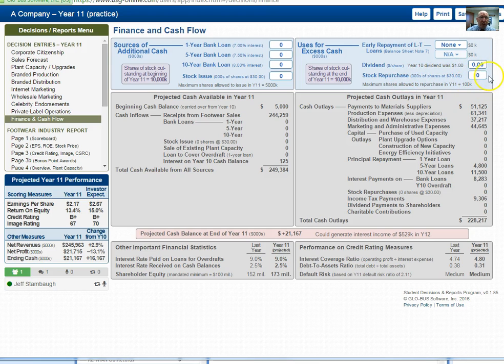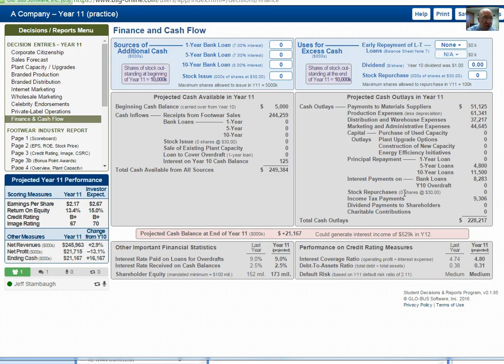Also, if you have additional cash, you can begin to repurchase your shares, and it'll tell you the maximum number of shares you can repurchase in any given year. This will, for the accountant in your team, give you a sense of where the cash flow is going. You don't want to run out of cash.